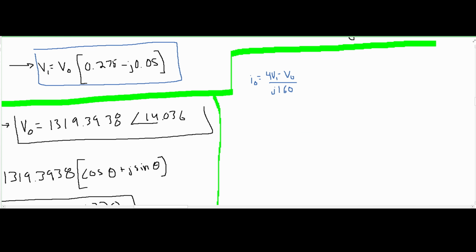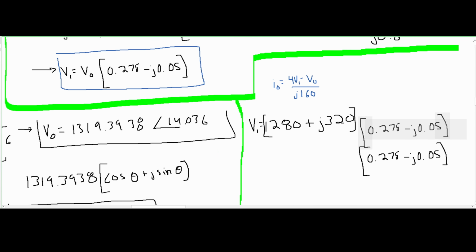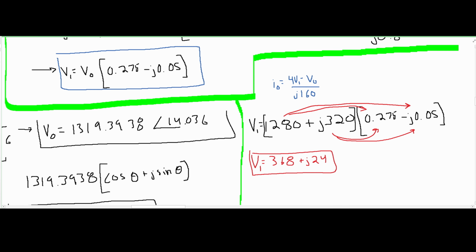Before we start solving this, we know that we have a V1 here. However, we don't know our V1. We only have an equation for it. But we do know our V0. So we can plug this V0 in here and find our V1. We're going to say that our V1 is equal to our V0, which we know to be this value here. So we're just going to multiply it by this value. We'll multiply these two together, these two, and then these as well. And this is going to give us 368 plus j times 24. And this is going to be our V1 value.